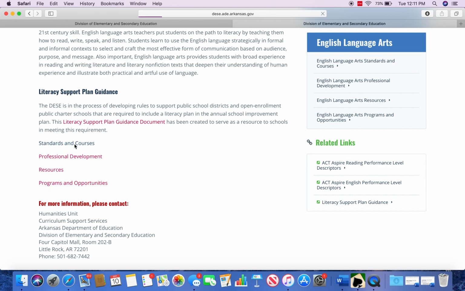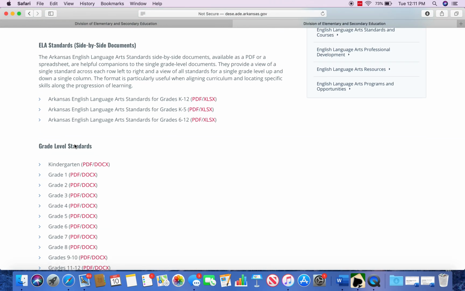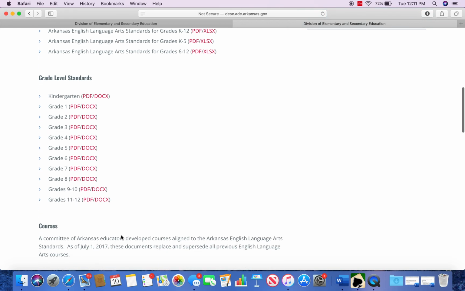Standards and courses. Okay. So when I click on standards, that's what we're looking for, the actual framework standards that you are to teach according to the grade level that you teach. I want to show you first of all that in grades 9 and 10 and grades 11 and 12 in English language arts, there's only one set of standards for both of these two grades as well as these two grades.